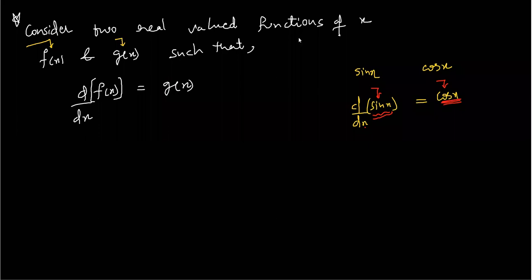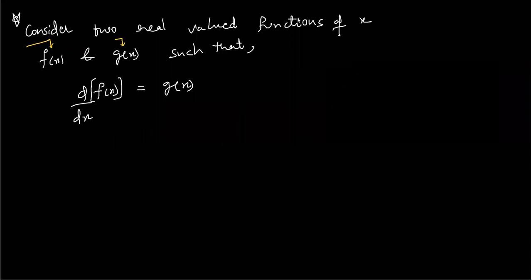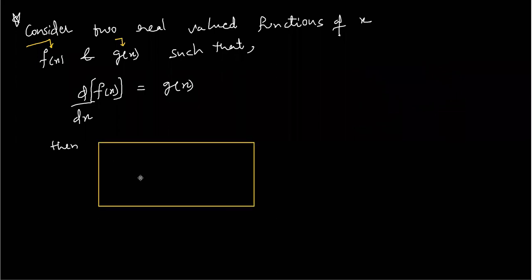So here I consider two functions of x, f of x and g of x, such that d by dx of f of x is g of x. This is true. Just because this is true, I can write here something. What I am writing, I want you all to see this.